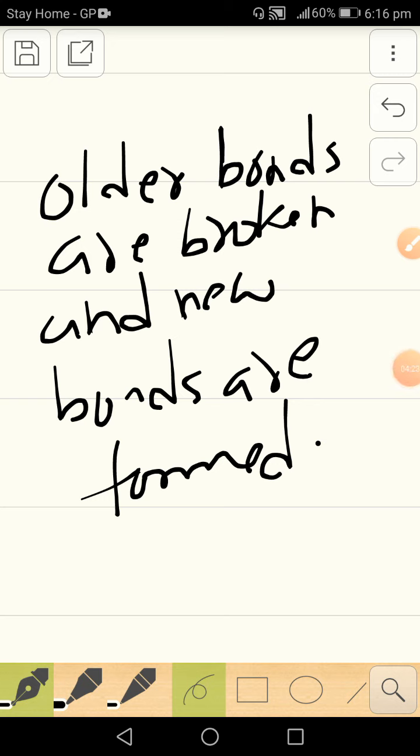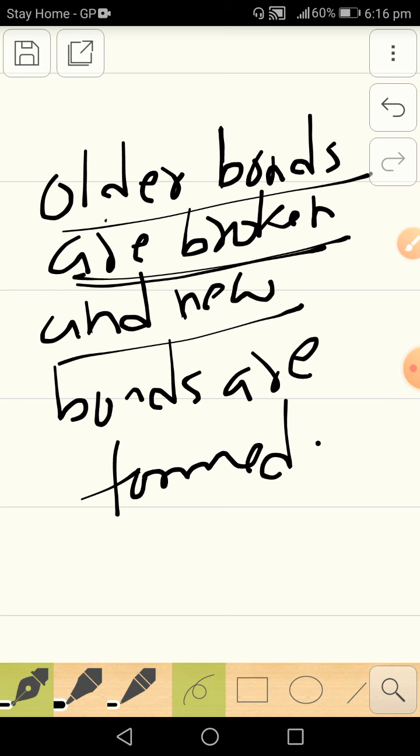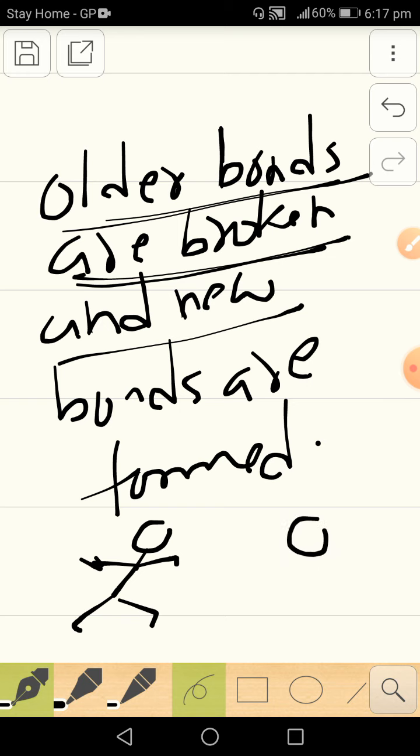Now, to break the older bonds, you must collide the particles so that the collision between them breaks the bonds. Just like, for example, two persons are running towards each other like this.